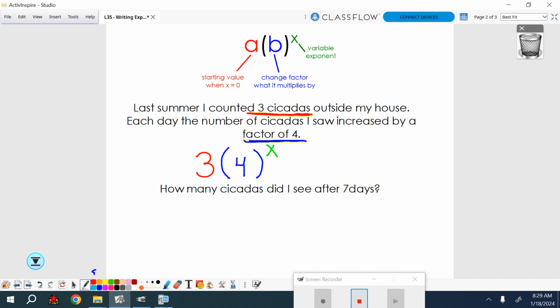Now this equation right here will allow us to find any possible value that we want for the number of cicadas. So when I look at this question where it says, how many cicadas did I see after 7 days? What that means is I'm going to take this equation and plug in the 7 as my exponent. So to solve this equation, I'm going to have 3, my starting amount, times my change factor, raised to my exponent, which was 7 days. So this is something I'm definitely going to need a calculator for.